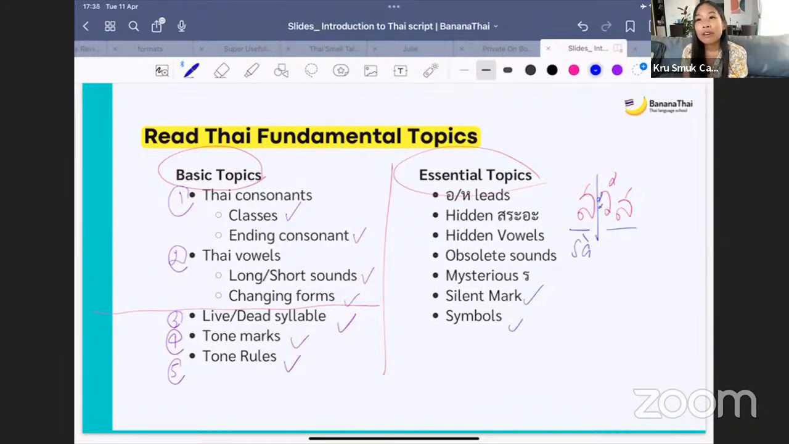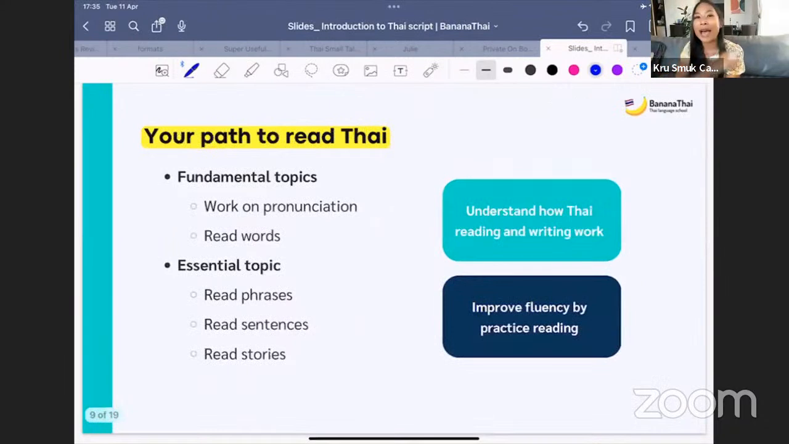I mean, the most important thing is you know where you go and you know where you are. If you just jump right away, say, oh, I want to learn how to read Thai and just start lesson one, it's only going to demotivate you. It's better to see the full picture. So this is your path.